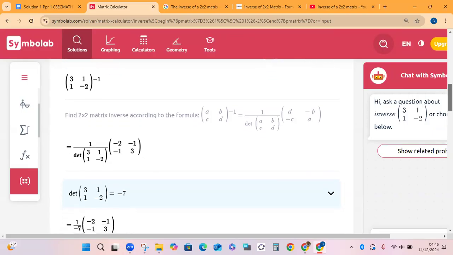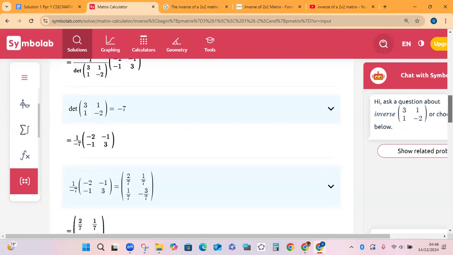You have to find out what the determinant is and what the adjoint is. How to find the adjoint: you swap those two elements, A comes down and D comes up, and you multiply B and C by a negative sign. You change the sign of B and C. So as you can see, the negative 2 comes up, the 3 comes down, and the ones change to negative. They call that the adjoint. And the determinant is A times D minus B times C.